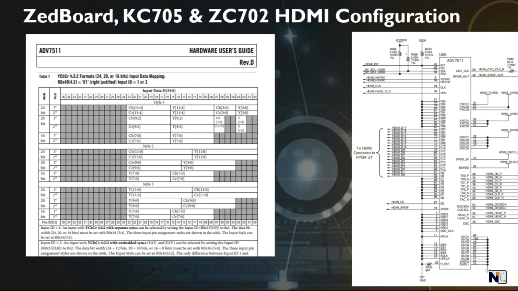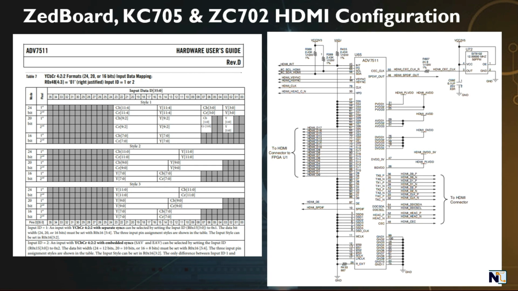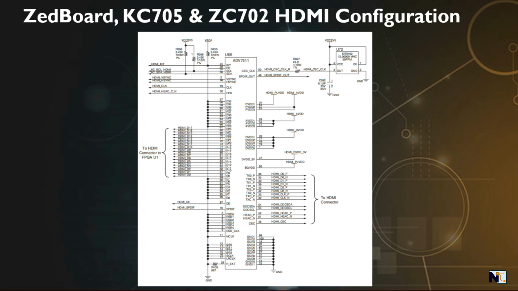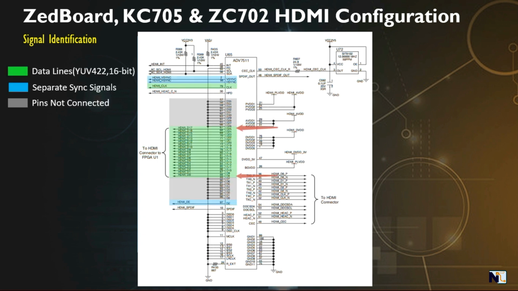To understand the above at the circuit level, let's look at the HDMI schematics. Let's identify each signal as shown in this picture. Only pins 8 to 23 are used for the 16-bit parallel YUV 4:2:2 input data, and there is also the HDMI clock, and these are highlighted in green color. Meanwhile, other pins highlighted in gray color are not available to use. There are separate syncs. These signals are highlighted in blue color in this picture.